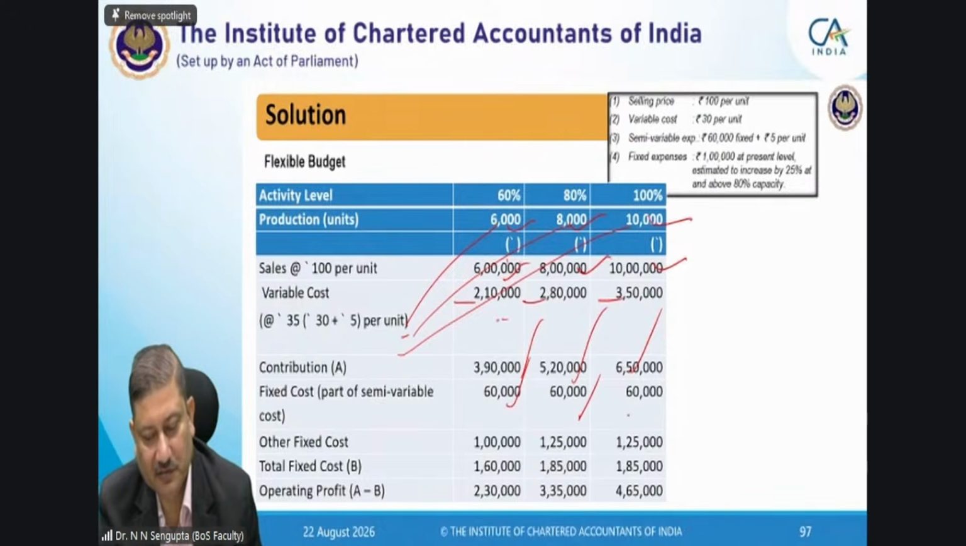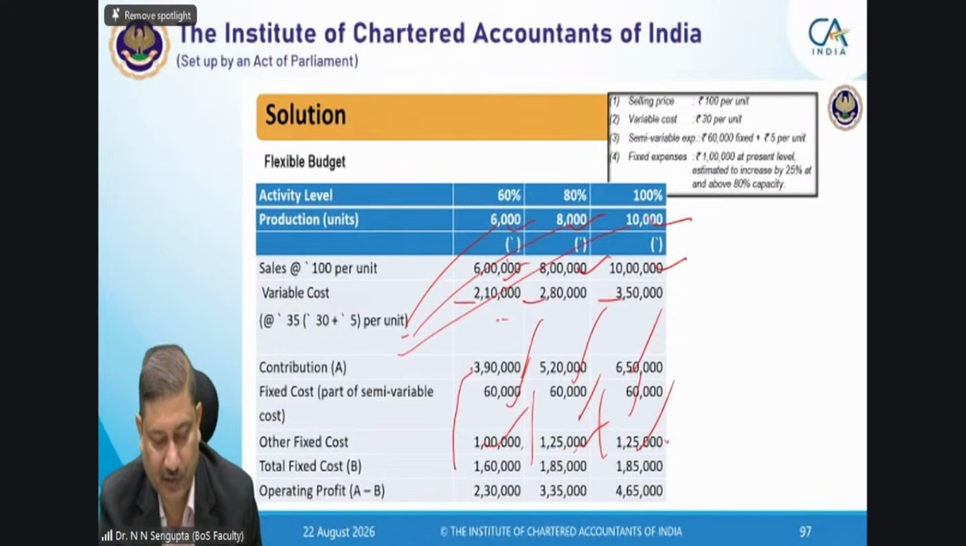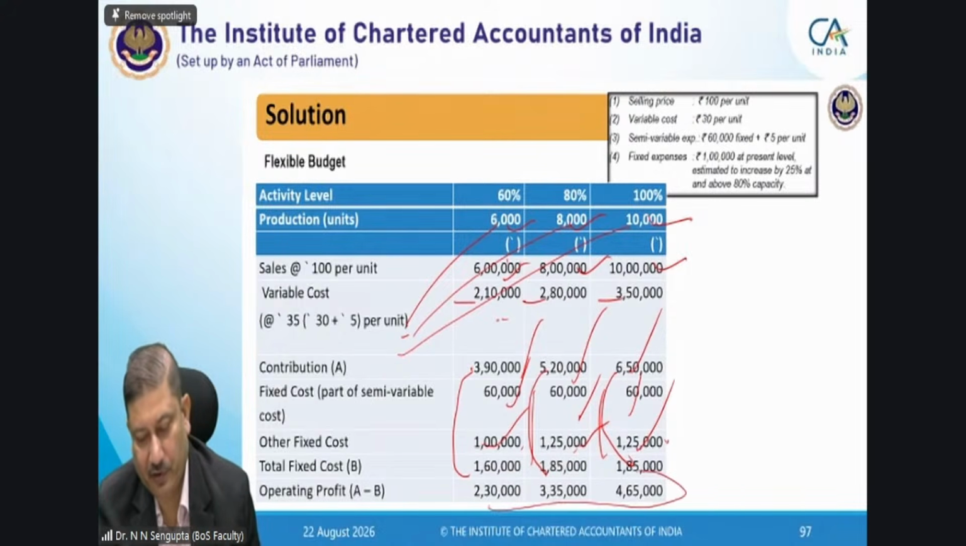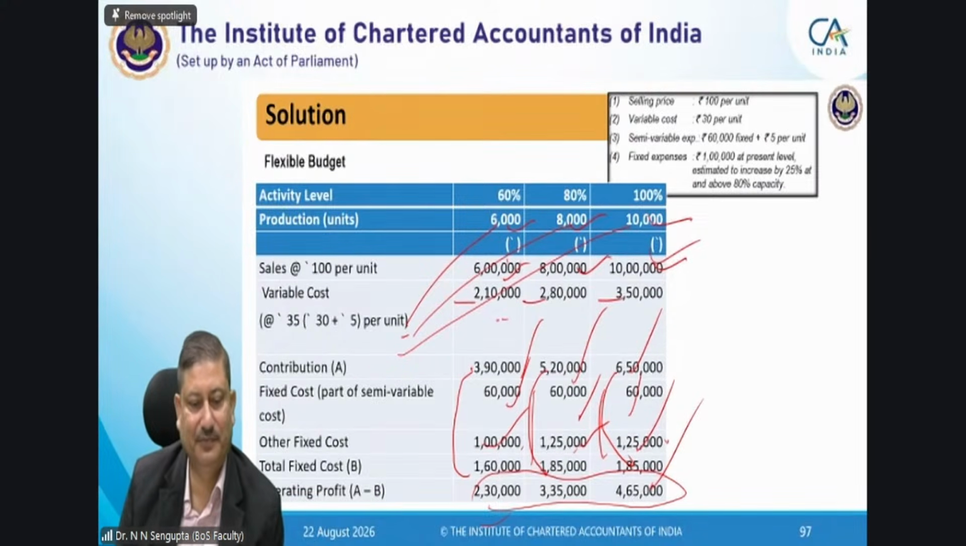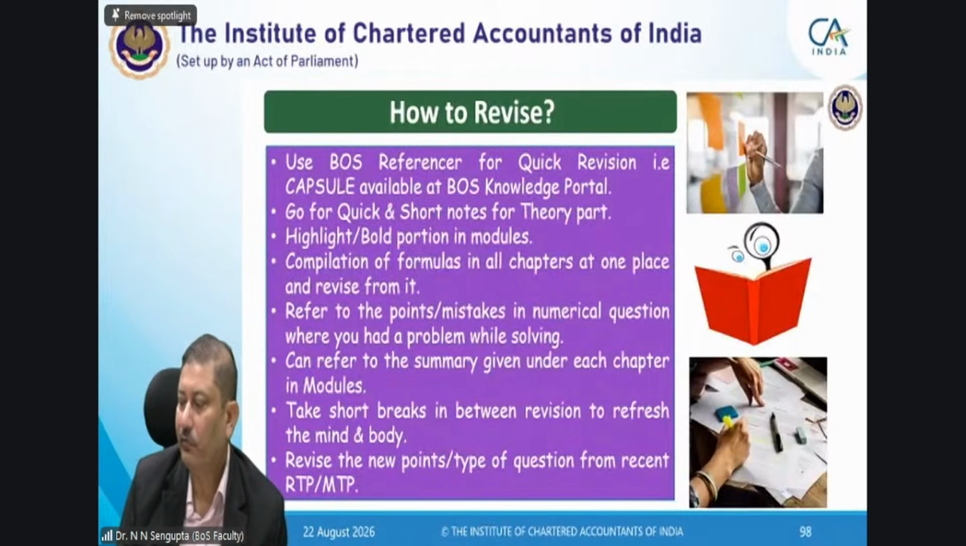Fixed cost: 60,000, other fixed cost up to 80% is 1 lakh, then it is increased to 1,25,000. So the total fixed cost in each case we have determined, and from contribution we have deducted the fixed cost. We have got the operating profit, and we have seen that when you are operating at 100%, despite the increase in fixed cost, your operating profit goes up. So these were basically the conceptual part.